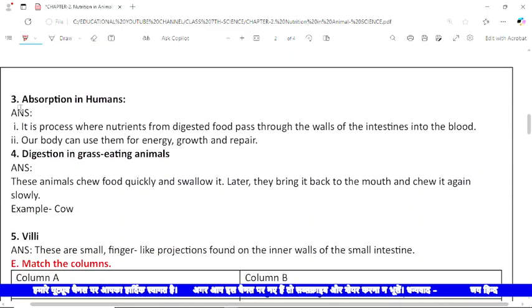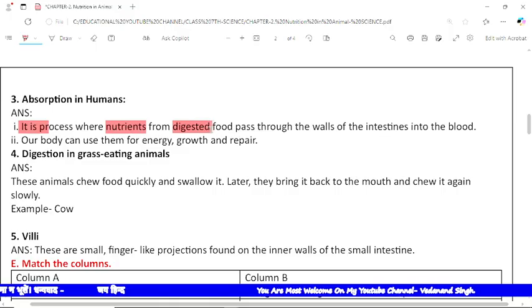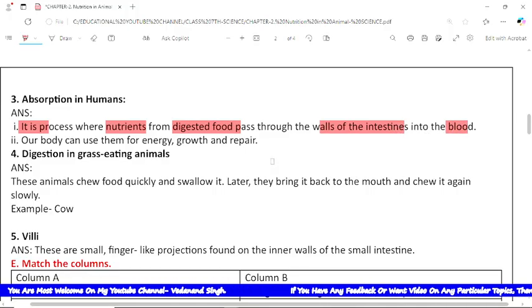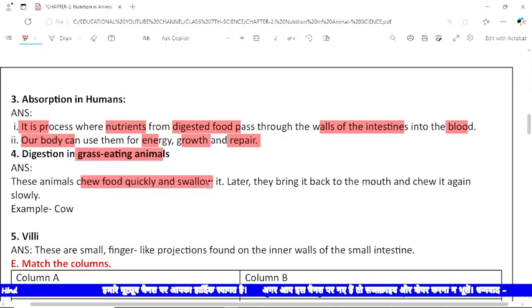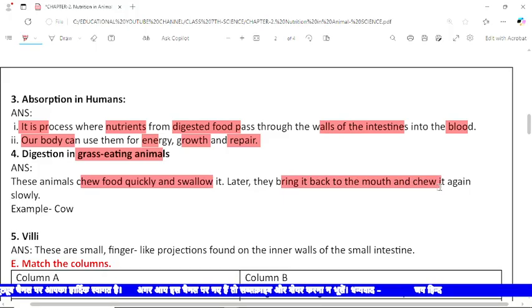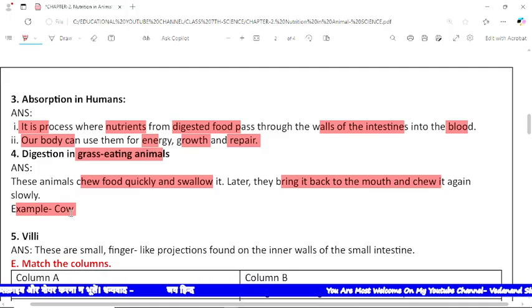The next, third number, is absorption in humans. The first point is it is a process where nutrients from the digested food pass through the wall of the intestine into the blood. And the second is our body can use them for energy, growth, and repair. And the fourth that we have to define is digestion in grass-eating animals. These animals chew food quickly and swallow it. Later they bring it back into the mouth and chew it again slowly. An example is the cow.